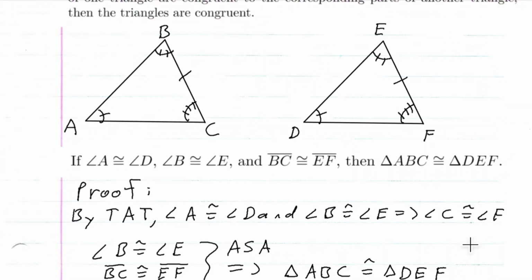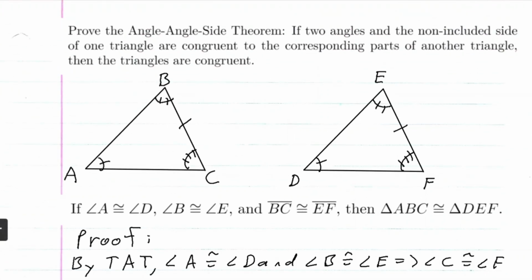So remember, let's go back up here. Let's get rid of these right here. So remember, for the future, if you have an angle congruent to an angle, angle congruent to an angle, and side congruent to side, right? Then you know the two triangles are congruent by the angle side theorem.